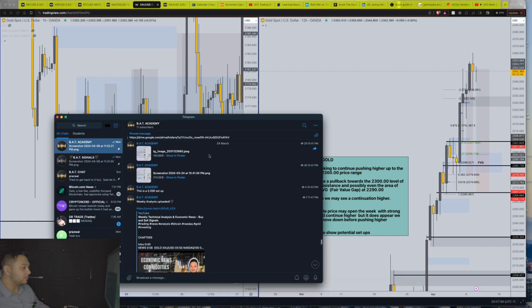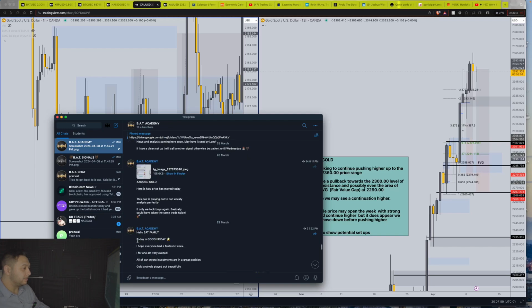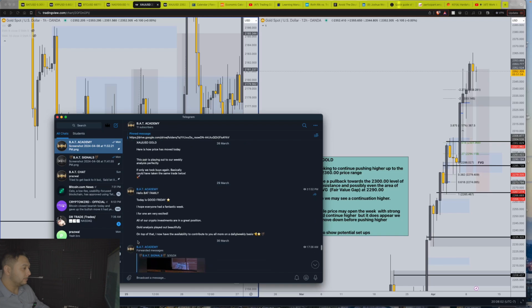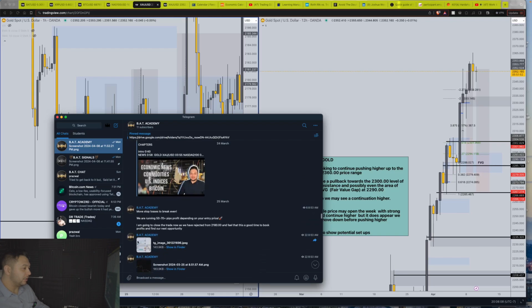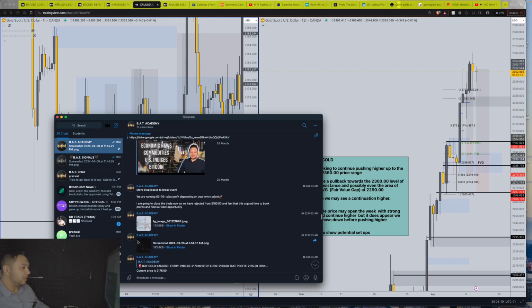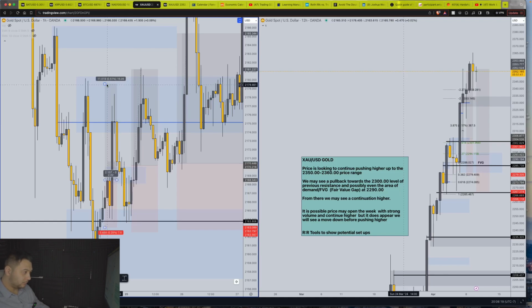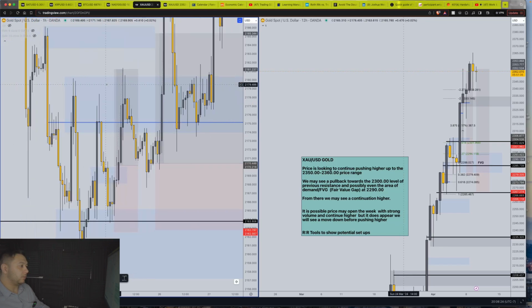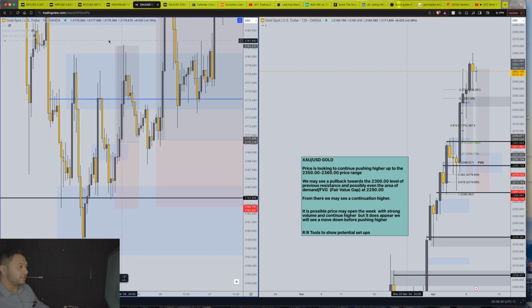Let's take a look at this. 2176. Yeah, it looks like I had instructed to close at 50 to 70 pips. Alright guys, so this is the setup right here. Anyways, I digress. Here we are. On to our trade setup here.